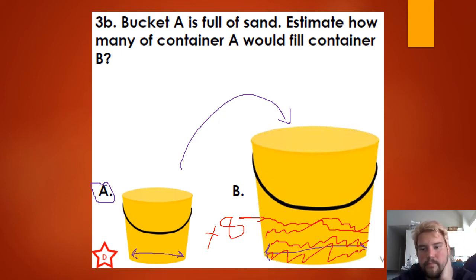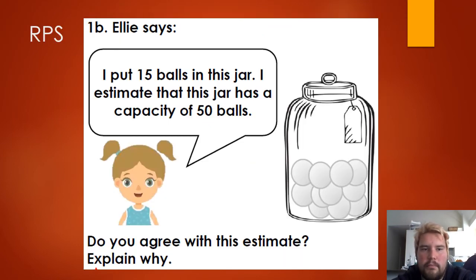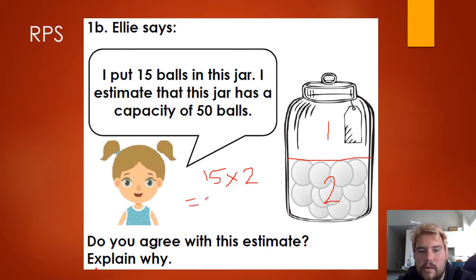Okay, so we'll go on to reasoning and problem solving. Ellie says, I put 15 balls in this jar. I estimate that the jar has a capacity of 50 balls. Do you agree? Well, we don't need to count the balls because we've been told there's 15 balls. That looks about half. So that's 1 half, 2 half, 15 balls. What we need to do is do 15 times 2 to get the capacity of the jar. So I would say that that is roughly halfway. So the capacity of the jar is 30 balls.